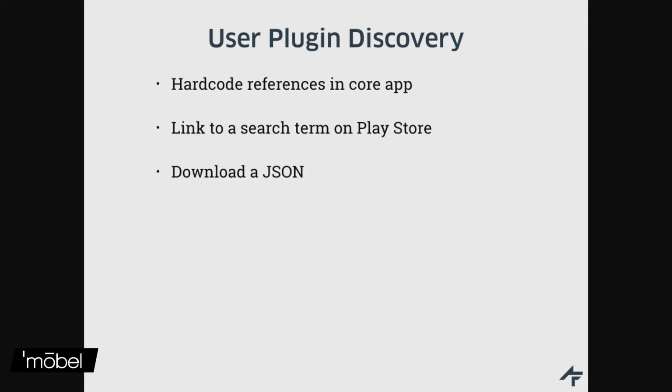You could download a JSON, use a web view, whatever you can come up with to just provide a list of your available plugins.